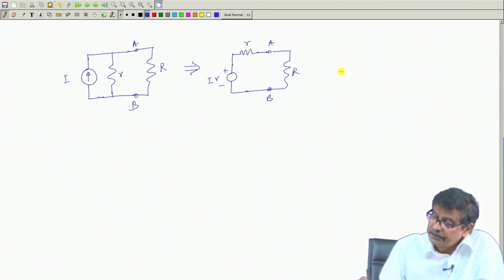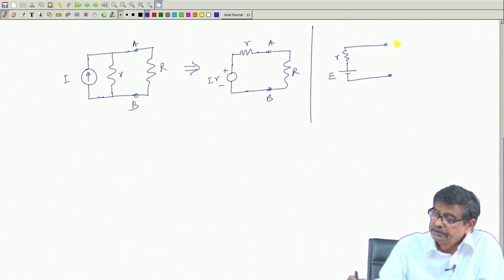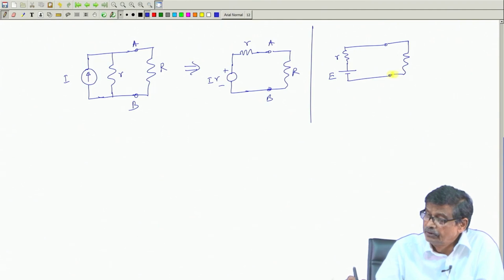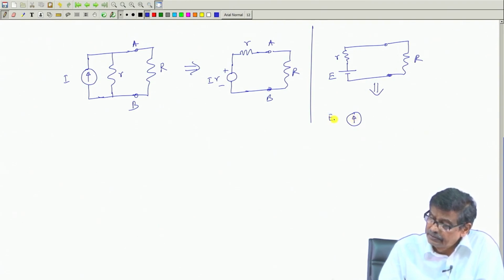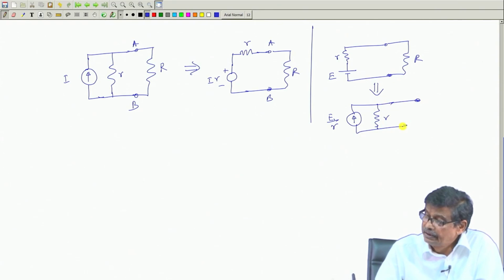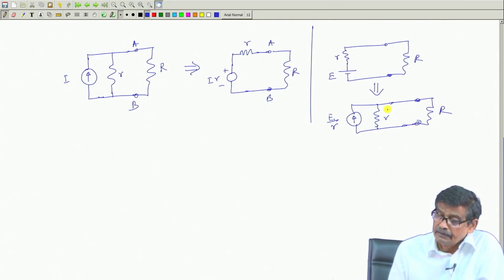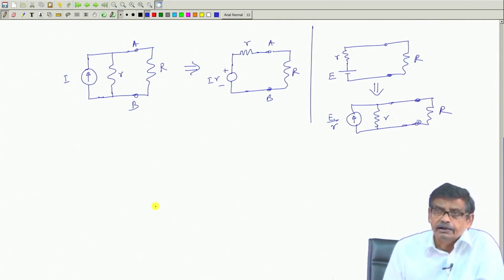Or if you have a battery in series with some resistance R, if a load is connected, if you have a battery and here is your load resistance, this is nothing but equal to, can be thought of as a current source E by R in parallel with R, and these are the load terminals where R is there. This we are doing in case of DC circuit and all things we did earlier.